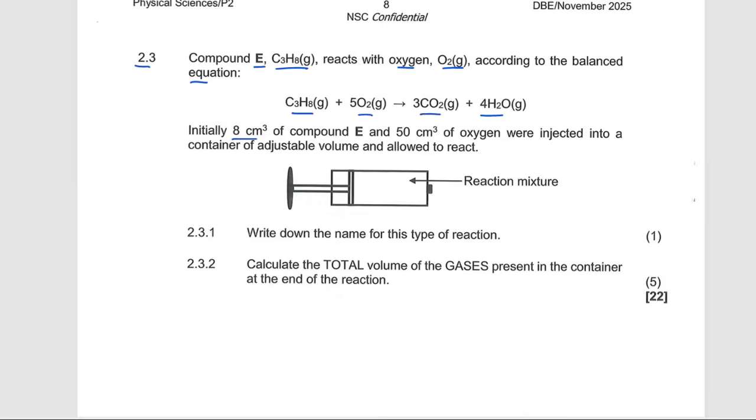According to this here, we can see our products are carbon dioxide and water. So it means here it's a combustion reaction. To be specific, maybe I can say complete combustion, because now we're having our product as carbon dioxide. So that's how we go about that one.